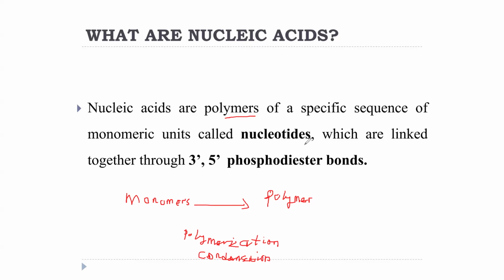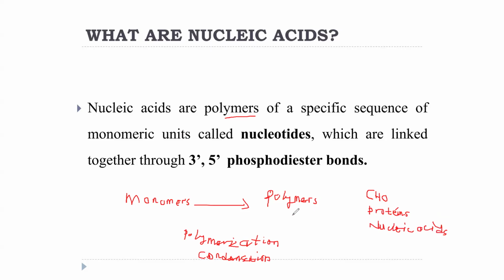So as I said, we have different types of polymers. In biochemistry, we usually talk about three basic polymers. We have carbohydrates, we have proteins, and then we have the nucleic acids. So in biochemistry, we mostly talk about these types of polymers: nucleic acids, carbohydrates, and proteins.